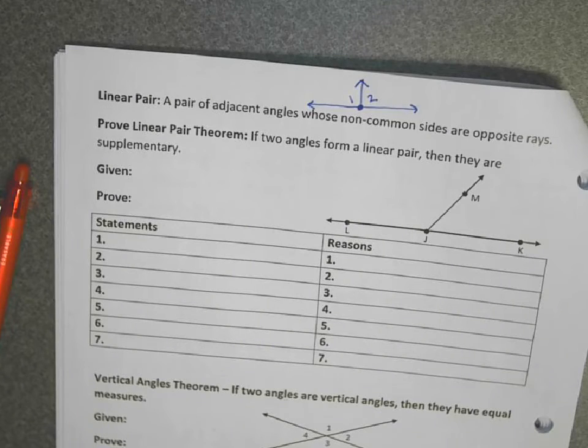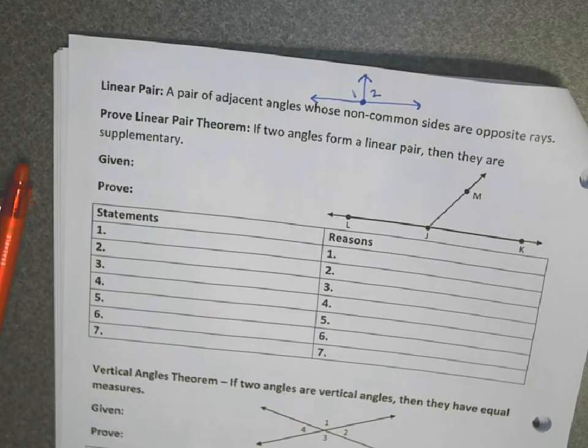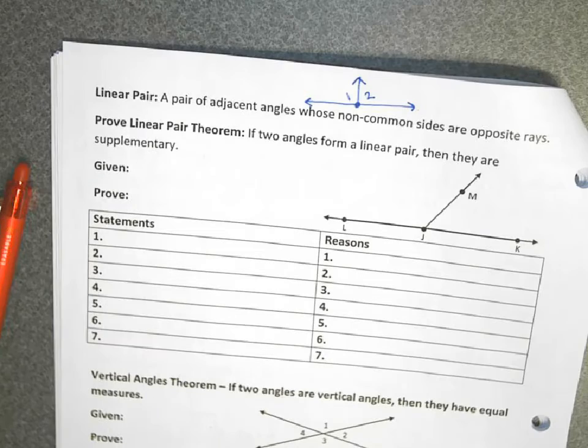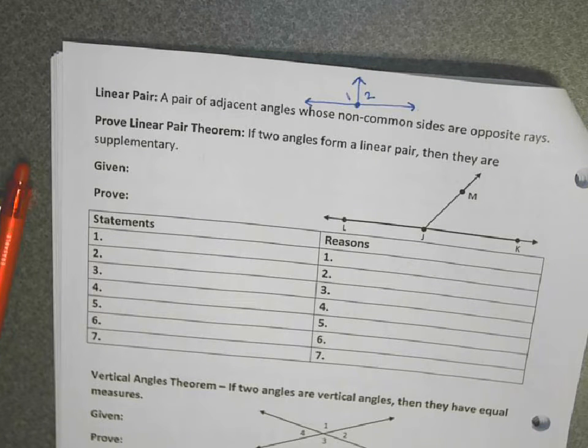A pair of adjacent angles, they have to share a ray, that common ray in the middle, whose non-common sides are opposite rays. So these form a line. The linear pair theorem says that if two angles form a linear pair, then they are supplementary. Most of you tried to define a linear pair as adjacent and supplementary. That's true about a linear pair, but that's because of the linear pair theorem. So we are going to prove the linear pair theorem, so now you can actually start using it, which states that if they form a linear pair, then they are supplementary.